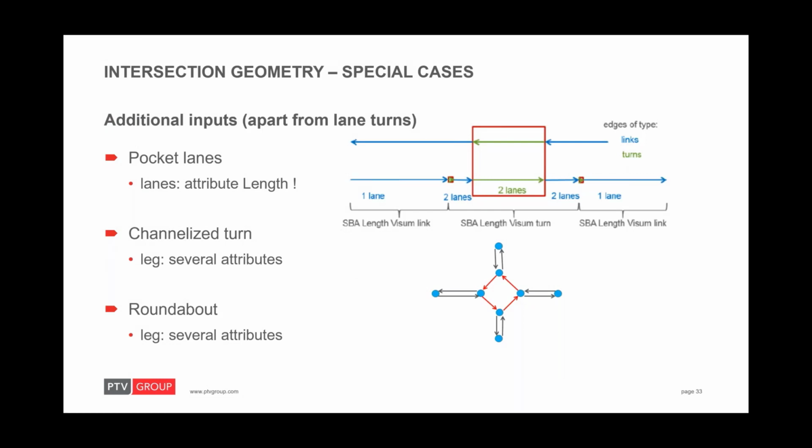Additional inputs in case of the intersection geometry then also contain channelized turns, pocket lanes, roundabouts, and so forth. So here, the turning movement is explicitly modeled, and as a result, it's not length 0, but it follows the parameters that are specified in the leg or lane definition when you modify the intersection.